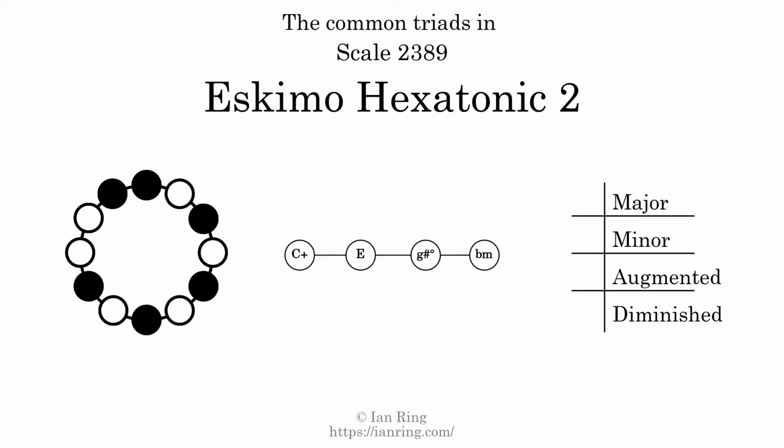1001010100101. Here are the common triads present in this scale. The diagram in the center is a graph of parsimonious voice leading between triads. There is one major triad. There is one minor triad. There is one augmented triad. There is one diminished triad. Here is a Hamiltonian path of parsimonious voice leading that uses all the triads.